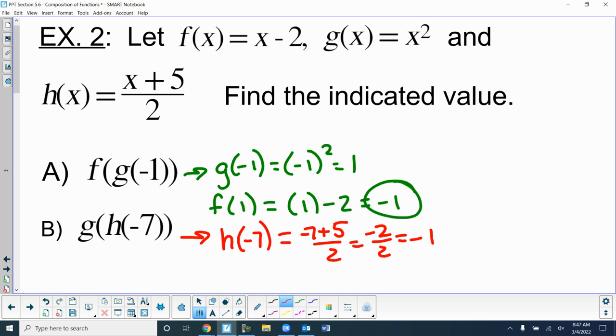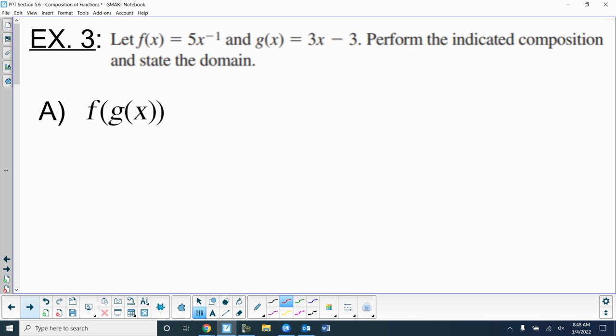That's -1, right? Then we're doing g of -1, which we just did up here, right? All right, we got this for now, right? Okay. Homework. All right. Try that one. See what you think.